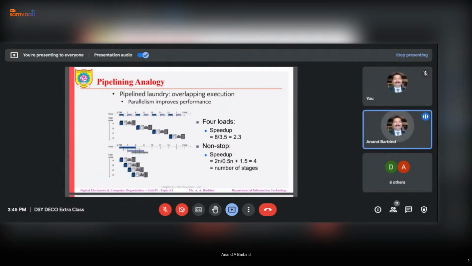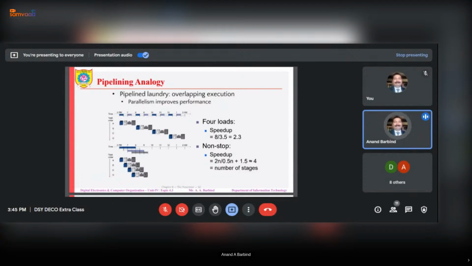So let us say there are a huge number of clothes in the laundry to be washed. Because they cannot be washed at a time, they will be divided into batches. Those batches are A, B, C, D. Okay. So at 6 p.m. the first batch of clothes will be taken for washing.